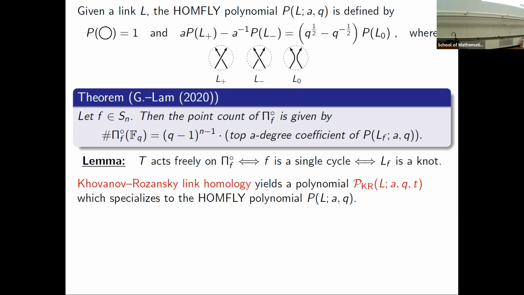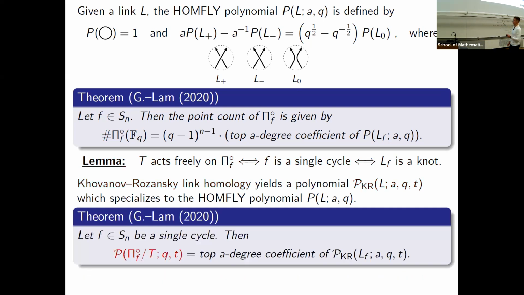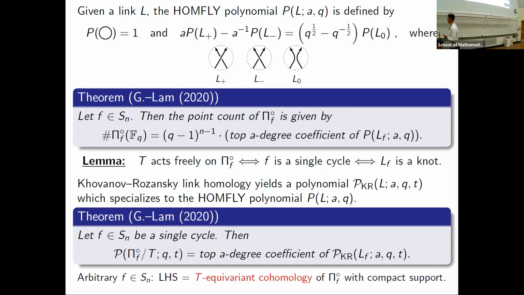And so the actual result that we proved is that at least when your permutation is a single cycle, the corresponding mixed Hodge polynomial is the top a-degree coefficient of the Khovanov-Rozansky homology polynomial. And if you're interested in something that's not a single cycle, then you can no longer take the free torus quotient, but you replace the left-hand side with the torus equivariant cohomology with compact support, and it all works out. So yeah, that's the theorem.